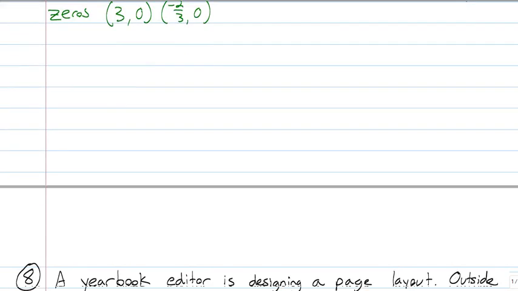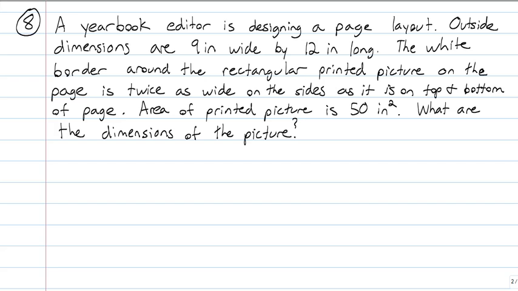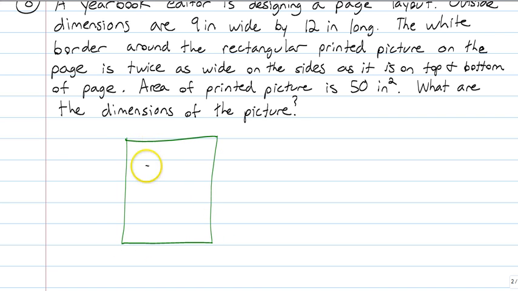So all I have left is this one word problem. A yearbook editor is designing a page layout. Outside dimensions are 9 by 12. There are many ways to do this problem, however, I'm showing you one way. There is a 9 by 12 page, so 9 inches by 12 inches. And then it says the white border around the rectangular printed picture on the page is twice as wide on its sides as it is on the top and bottom.